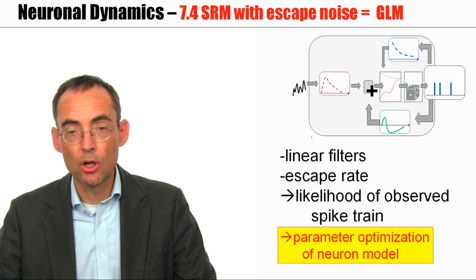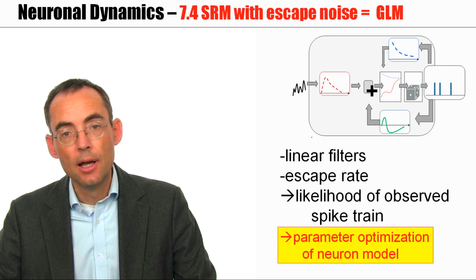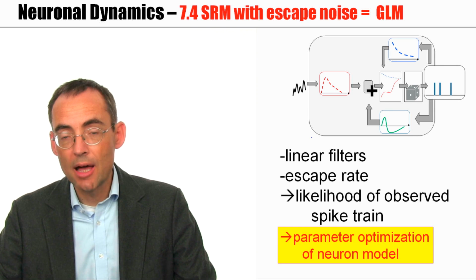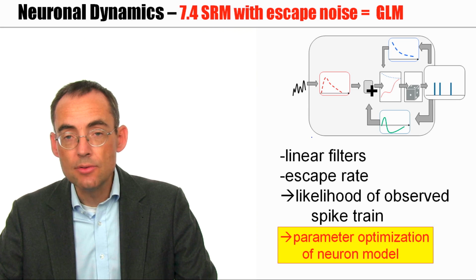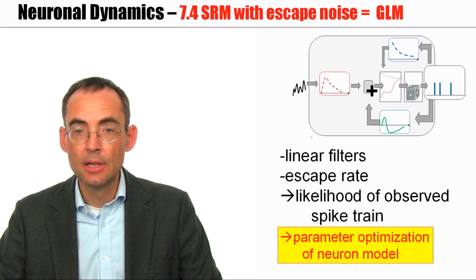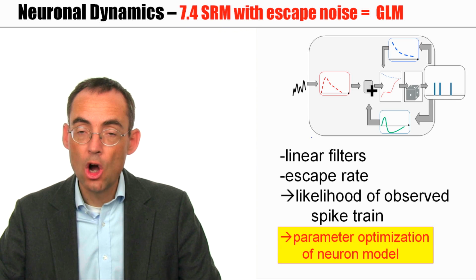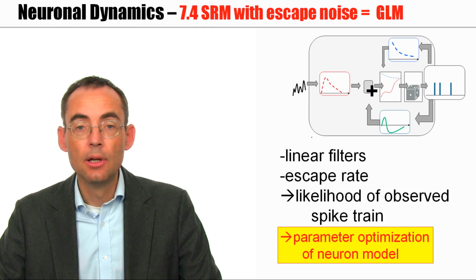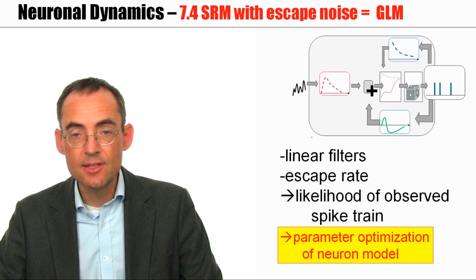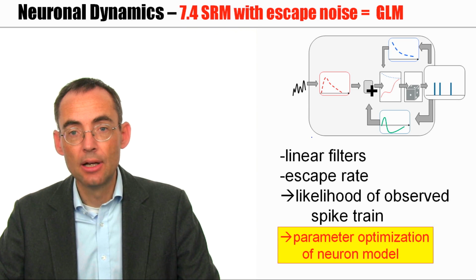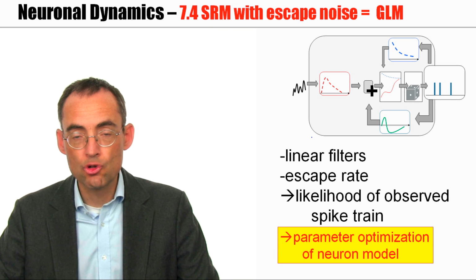And this generative model has the property that it depends on parameters. And we can use this dependence to find the optimal set of parameters to explain the data. That will be the topic of the next lecture. Just remember, a spike response model together with escape noise can be formulated in the framework of generalized linear models, short GLM.